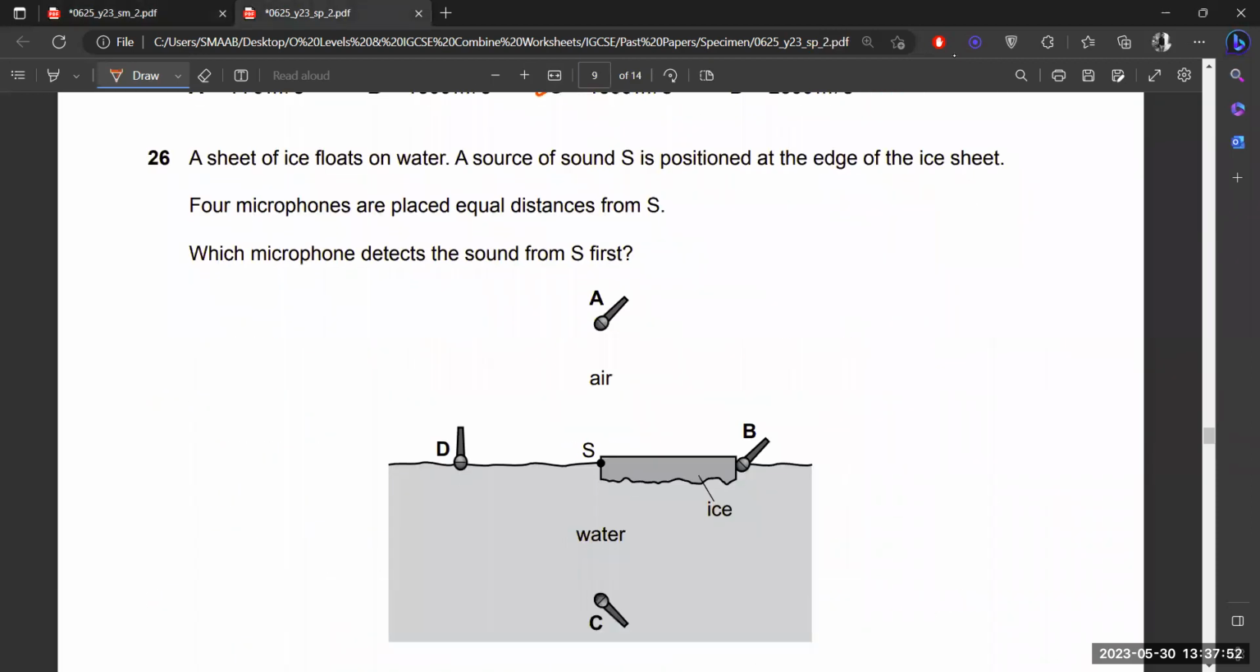A sheet of ice floats on water. A source of sound S is positioned at the edge of the ice sheet. Four microphones are placed at equal distance from S. Which microphone detects the sound from S first? We know that there is an air medium, a solid medium, and water, but we have solid ice which is directly connected from point S to point B. So sound will move faster through the solid ice. Option B is the right option because there is a solid material directly connecting the mic and the source S. Sound travels faster in solid. So option B is the right choice. Question 26.